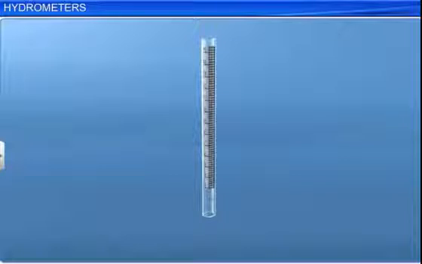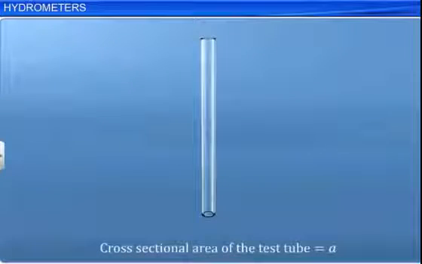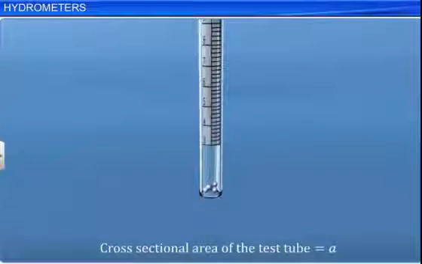Now, let us look at the construction of a simple hydrometer. Take a thin-walled flat-bottom test tube of cross-sectional area A. Fit a scale graduated in millimeters with the zero mark at the bottom inside the tube. Put some lead shots in the tube. This test tube works as a simple hydrometer. How can it be used to find the specific gravity of a liquid?